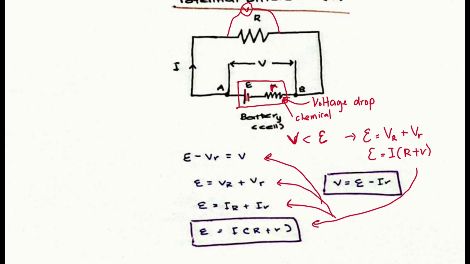For your information, voltage here is also known as voltage across this battery or voltage across this external resistor. We call it VT. So it is also known as terminal voltage.